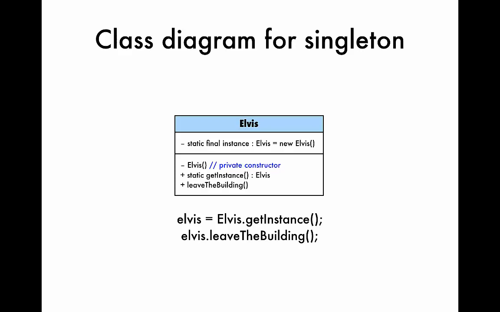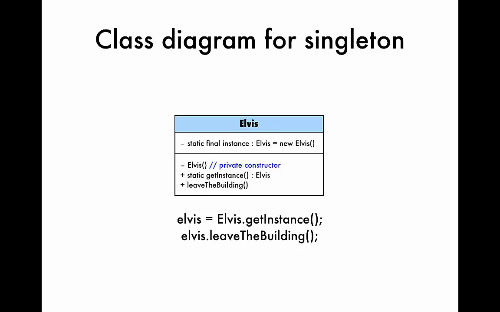The name instance here is used by convention. The variable is static because it belongs to the class. It does not belong to a particular object. The variable is final because once it is assigned to, it cannot be reassigned.